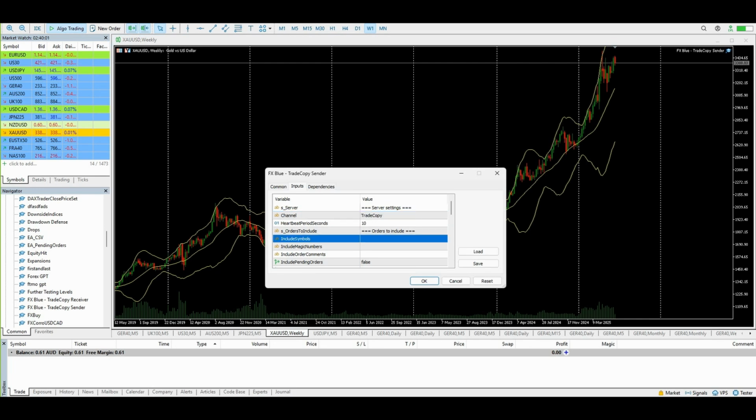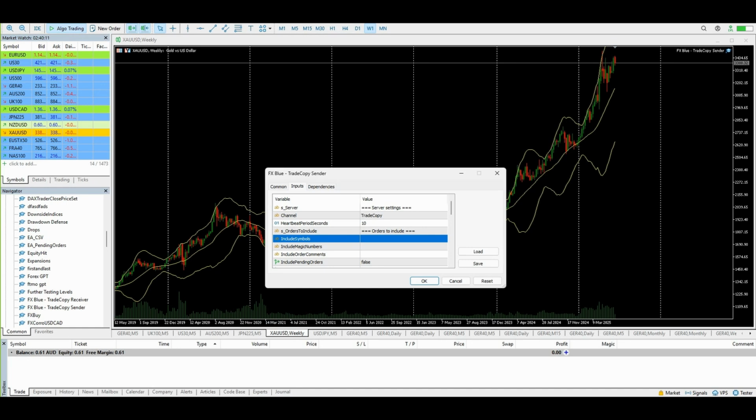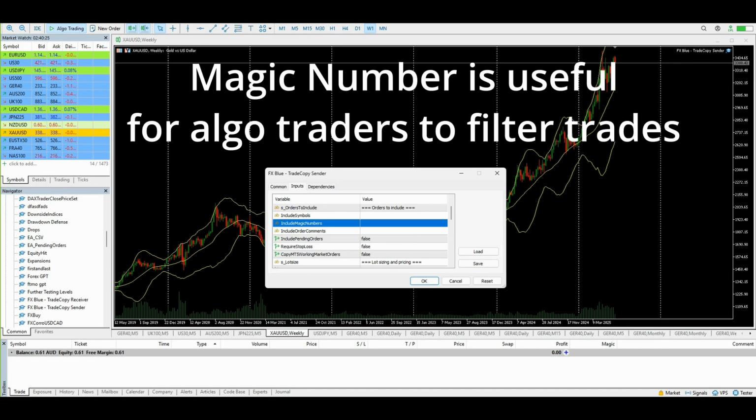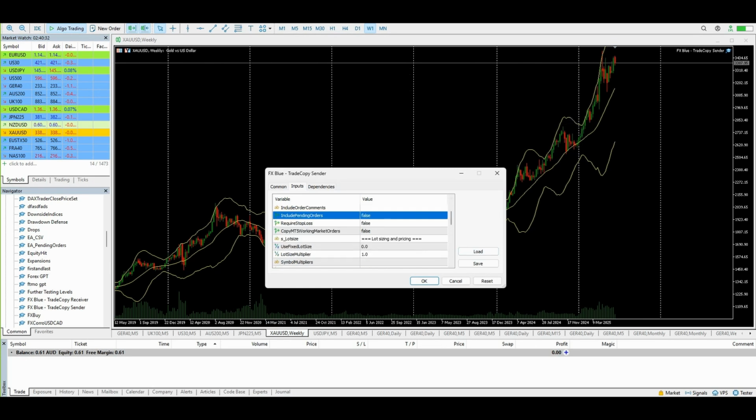You can choose to include certain symbols so that it doesn't copy, say, Forex if you only want to trade index markets. You can make sure that it only trades the symbols that you want to copy over. You can do the same with magic numbers or order comments. So if you have algorithms running, that's something that you can also filter out on both the sender and the receiver side. You can choose not to include pending orders by setting it to false so that it will only look for market orders. And you can also require it to set a stop loss.